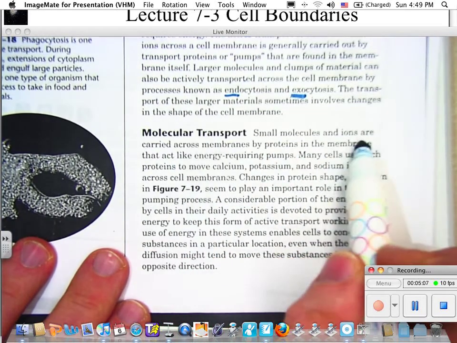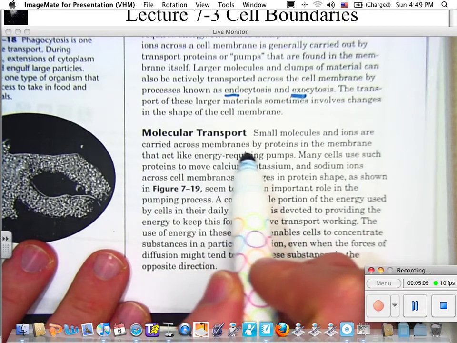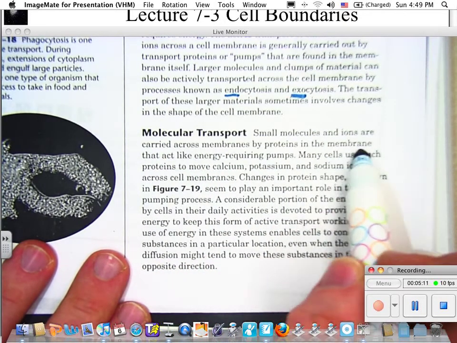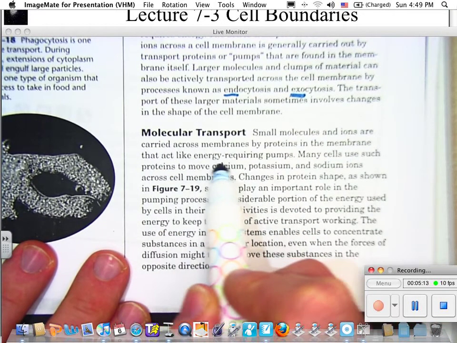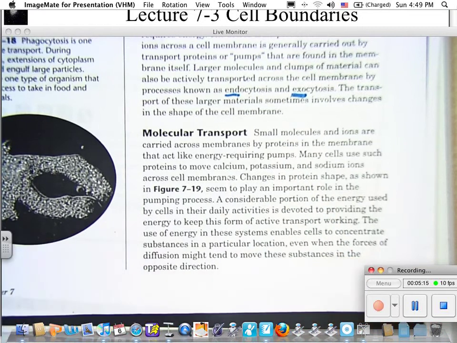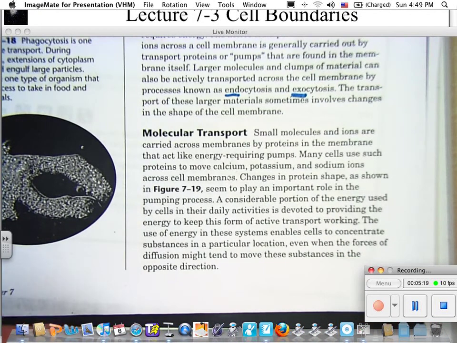Small molecules and ions are carried across the membrane by proteins in the membrane that act like energy-requiring pumps. Can you think of any energy-requiring pumps in your life? Do you have a swimming pool? Do you have a bicycle tire pump? You have to put energy into it to make the pump go.